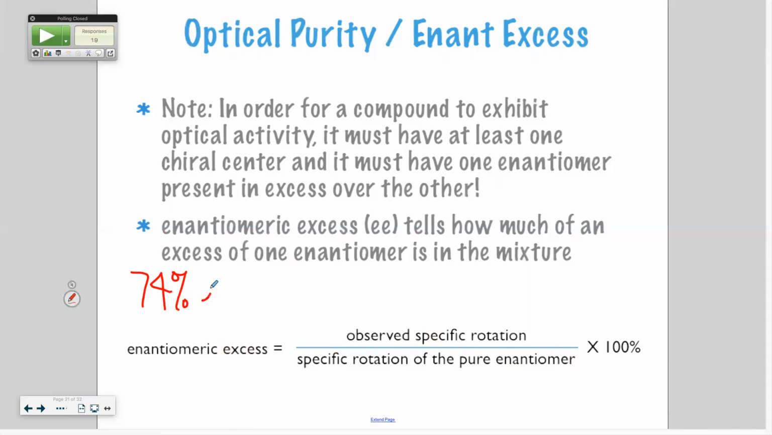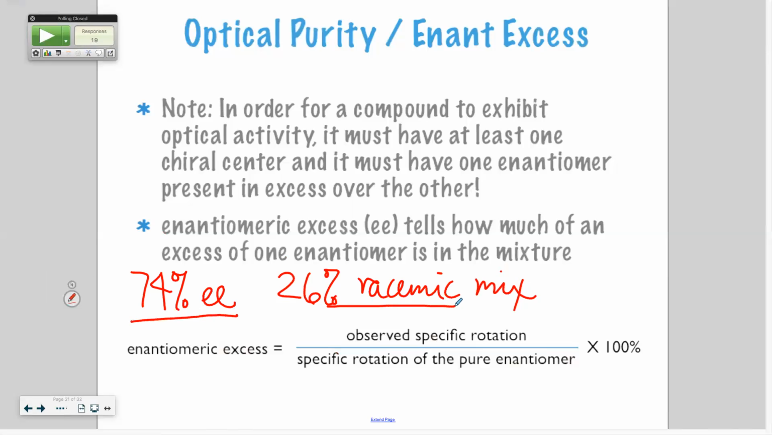So if 74% is in excess, what is the remainder? What is the remainder, 26%? Is it the other enantiomer? No. It's the racemic mixture. This is what's in excess over this one, because they're canceling out. 26% is canceling each other out.